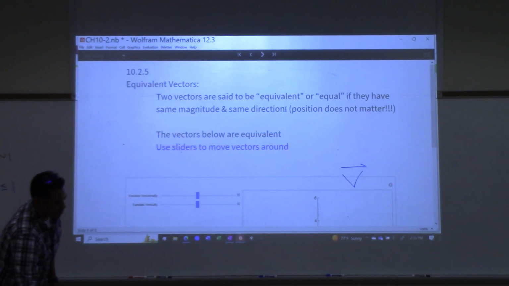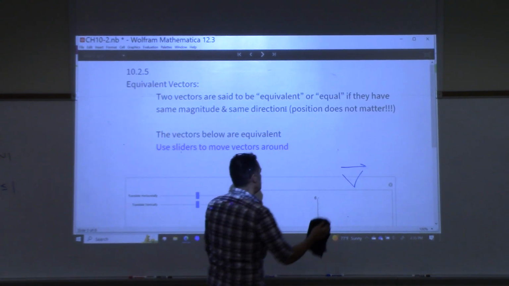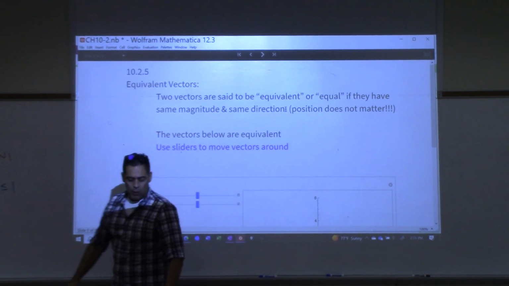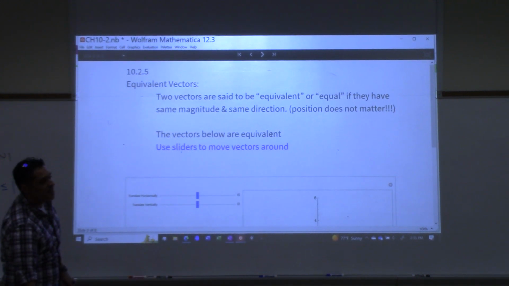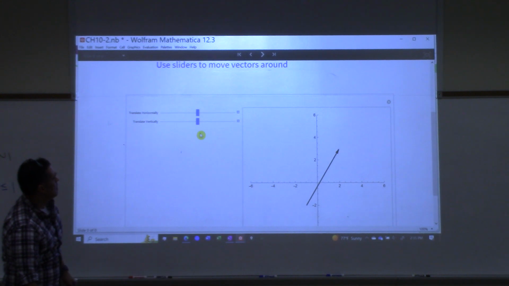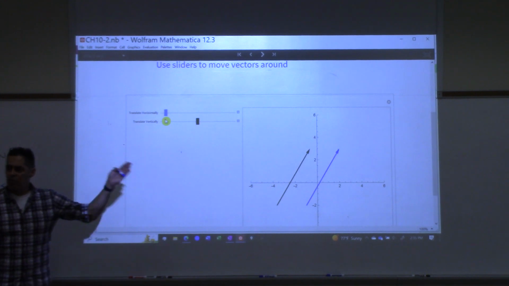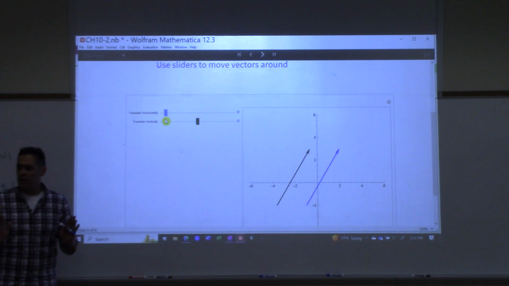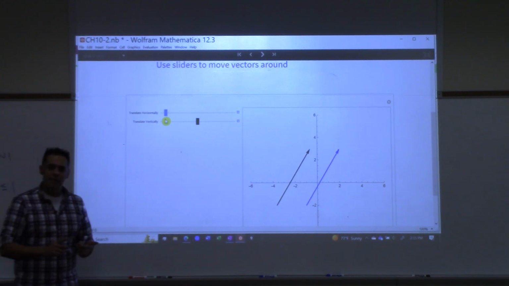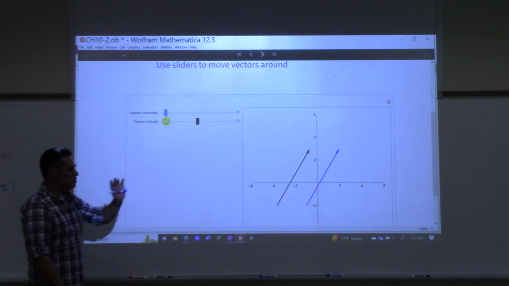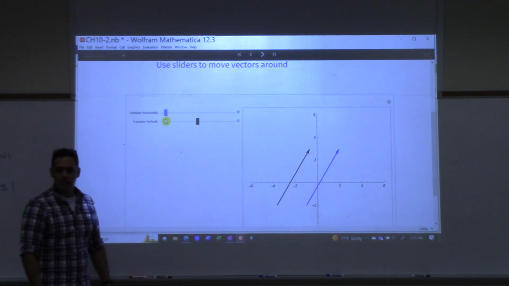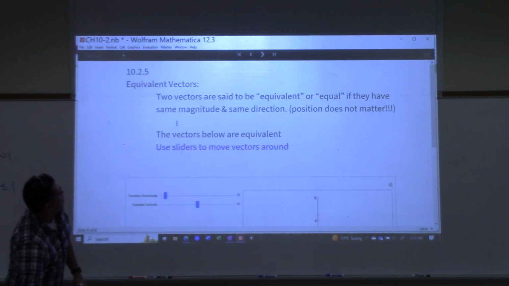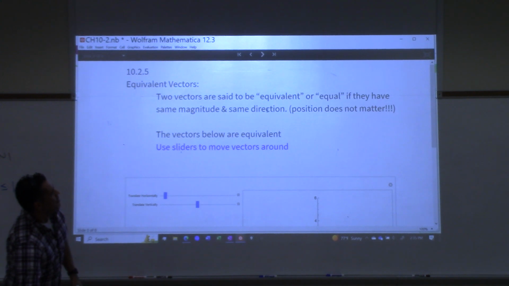Now, equivalent vectors. This is what I was just referring to. Two vectors are equivalent if they have the same magnitude and same direction. So you see that vector? If I draw that vector, those are equivalent vectors. They are exactly the same. They're completely indistinguishable from one another because they have the same length and the same direction. And that works in two-dimensional space or three-dimensional space. So equivalent vectors have same length, same direction. Position does not matter.